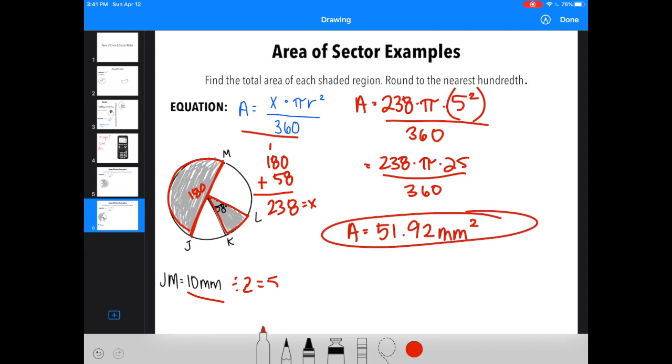Okay. That is all I have for you today. So today we looked at our 2 equations for area of a circle, area of a sector.